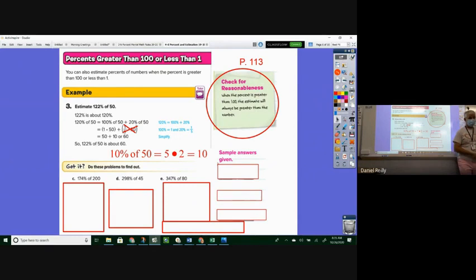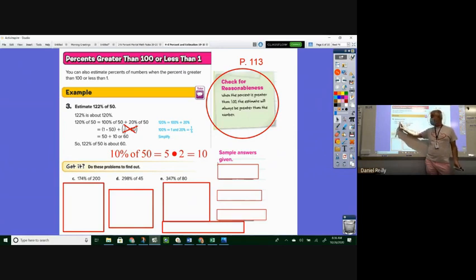You always multiply or divide depending on what percent you are finding. If you want to check, here's the thing: if it's more than 100%, your answer is bigger. So you find 100%, which is this number, and then you add the amount that's above 100%.